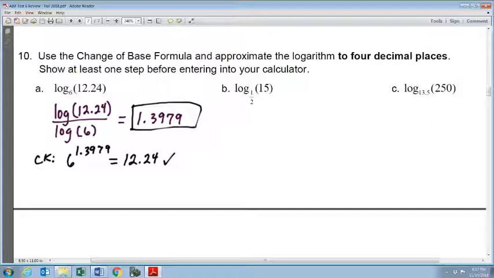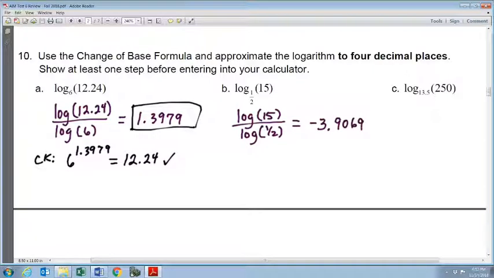You can check these. Sometimes people will put the numbers in the opposite, where the log of 6 would be in the numerator. So just remember the higher number stays in the numerator, the lower number goes to the denominator. So on part B, I would write the log of 15 over the log of 1/2, or you could just make the 1/2 0.5. 1 divided by 2 is 0.5. It makes it a little bit easier. Or just put it in as 1 divided by 2.